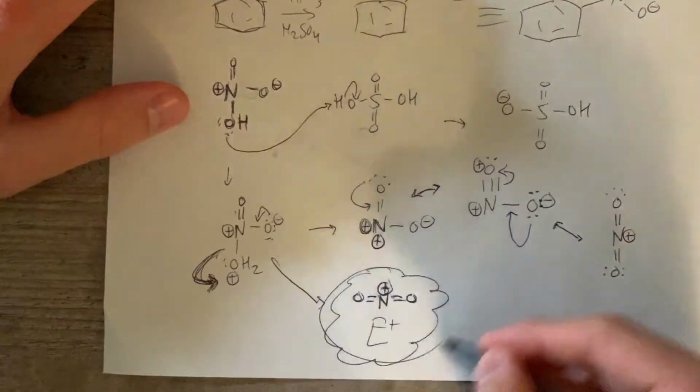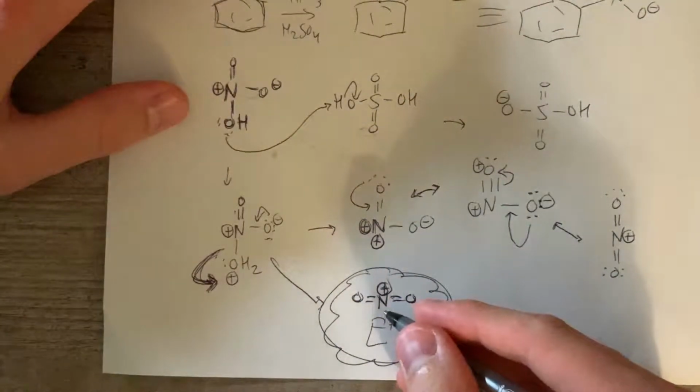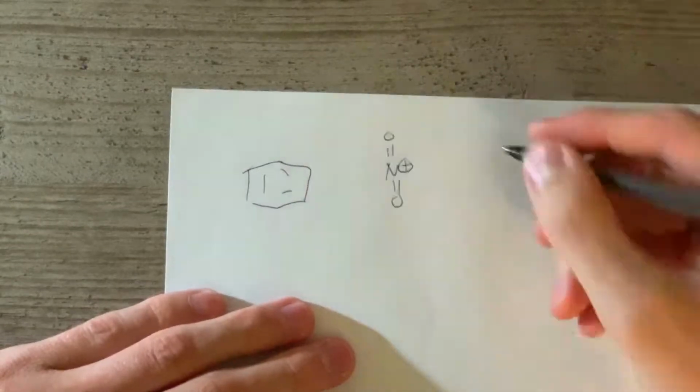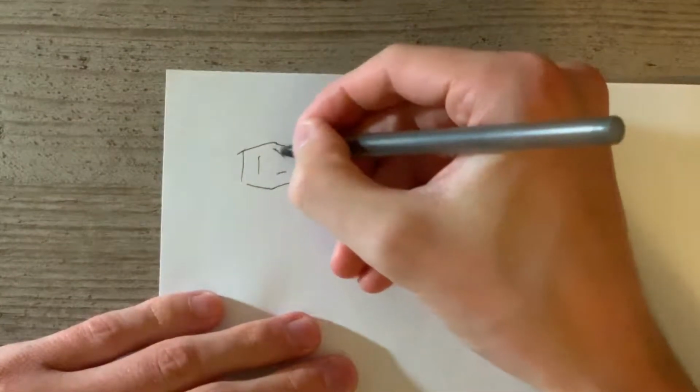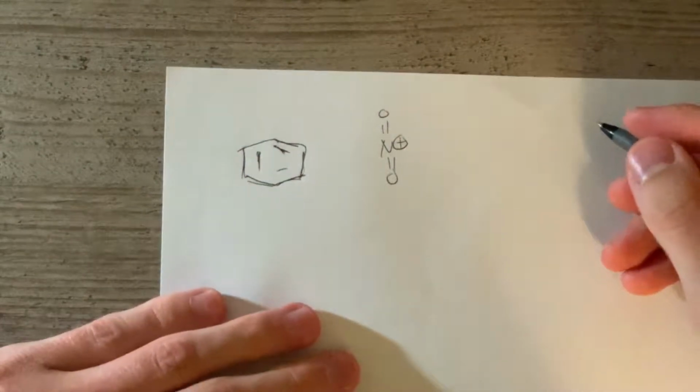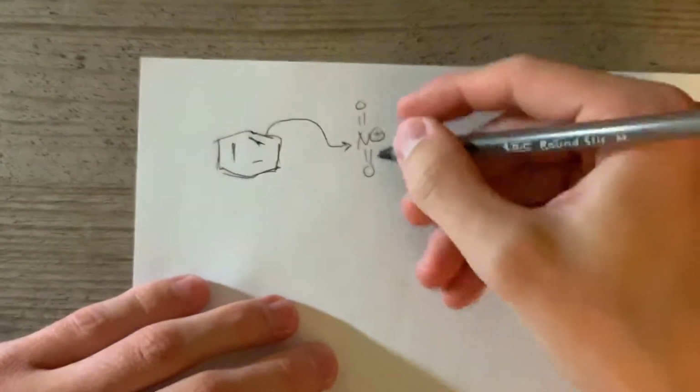Anyway, moving forward, we have our electrophile. Remember that structure, we're going on the back. Moving forward, so that's our electrophile that we made. No idea what the name of that is, but it has a name. Now it's time for the pi attack, right?